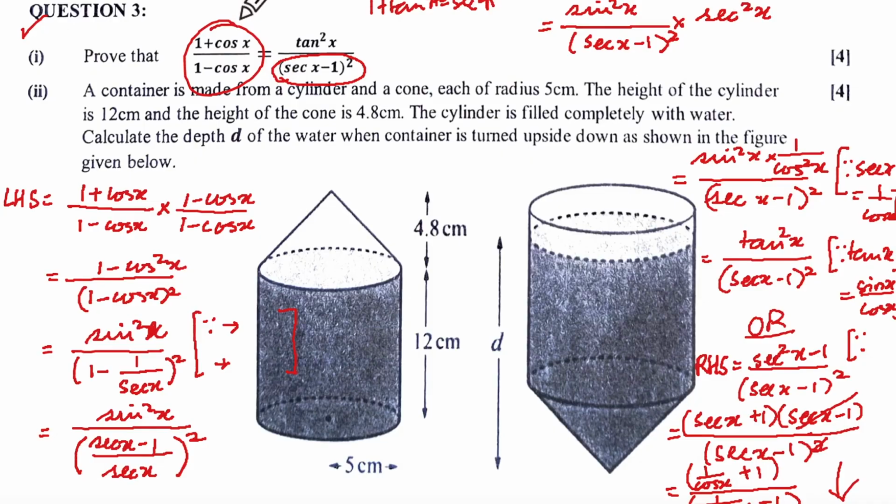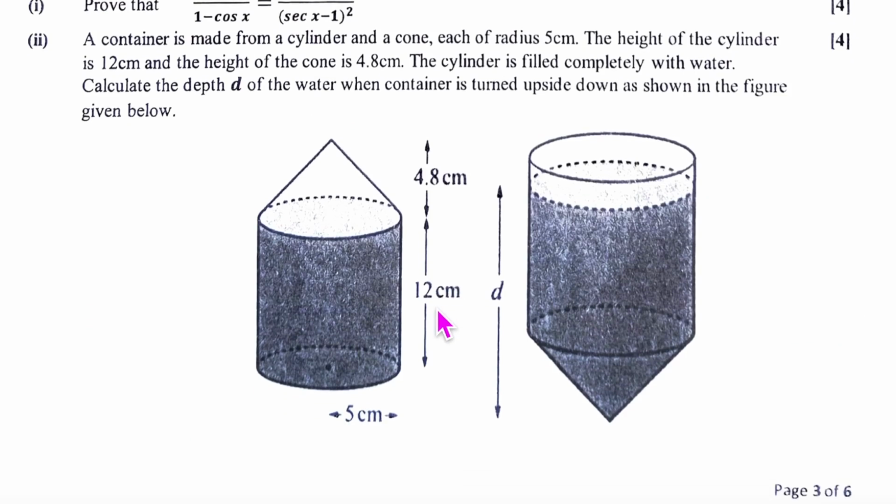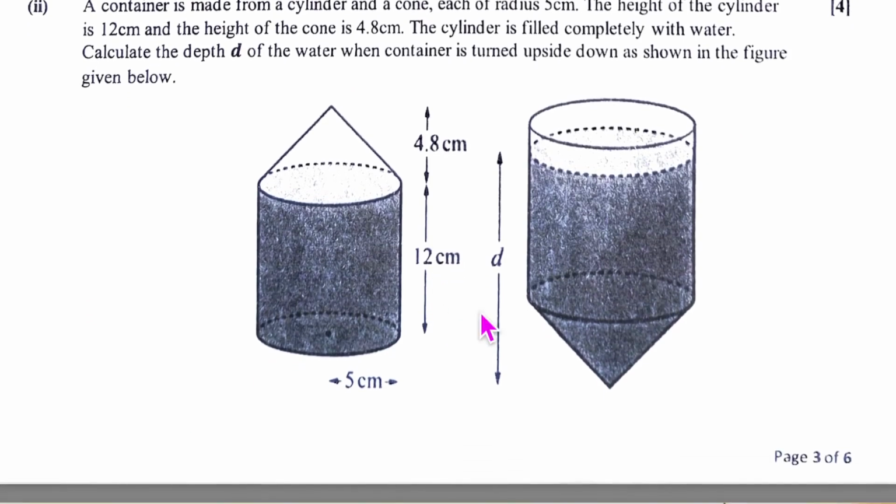So you saw whether you took the RHS or LHS, you are able to solve this identity. Now the second part, read. A container is made from a cylinder and a cone of radius 5 cm. The height of the cylinder is 12 cm and the height of the cone is 4.8 cm. The cylinder is filled completely with water. Calculate the depth d of the water when the container is turned upside down as shown in the figure below.